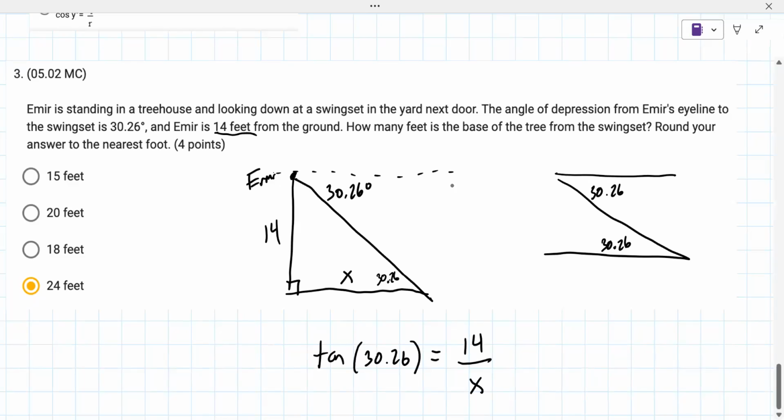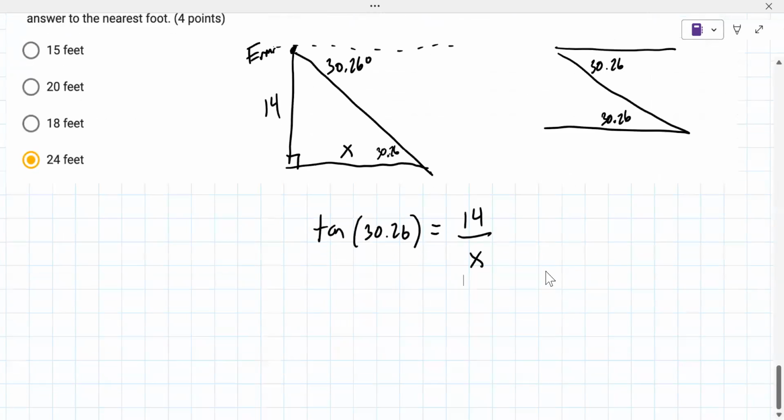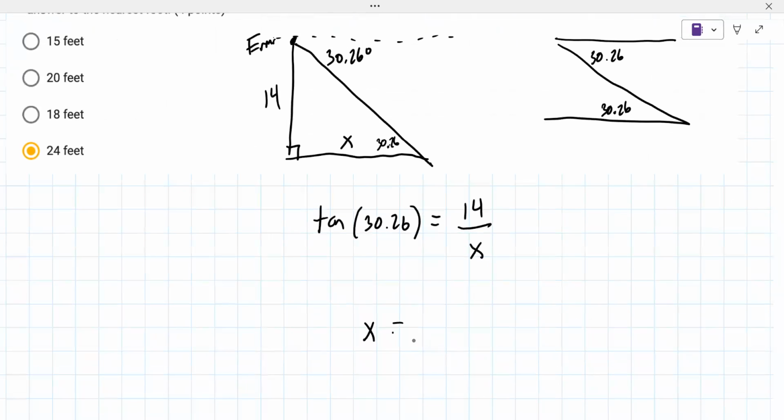Then you would multiply by X on both sides. Okay, and you would get 23.9. So it would be 24 if you were to round it. All right, good job on that.